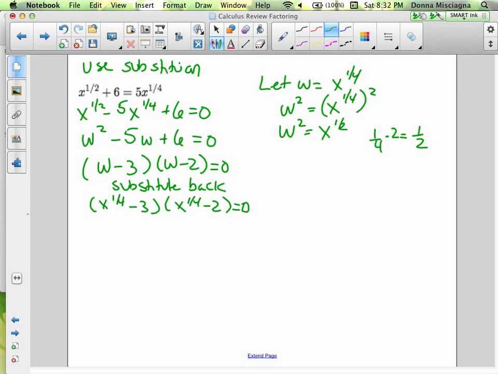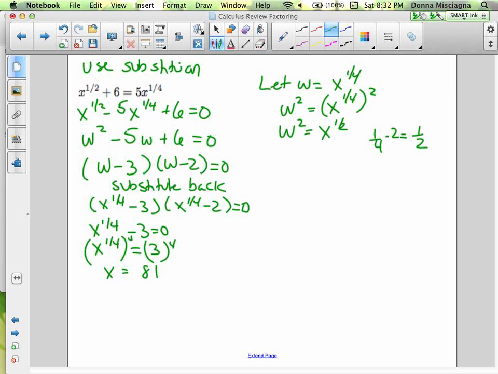Now let's solve. X to the 1/4 minus 3 equals 0. X to the 1/4 equals 3. Raise both sides to the 4th power. So that's going to be x equals 81. If you raise to an even power, it can give us some false solutions. So we've got to check it back.